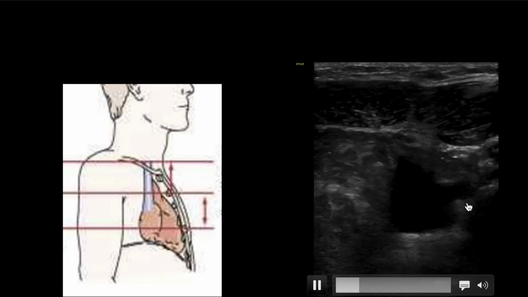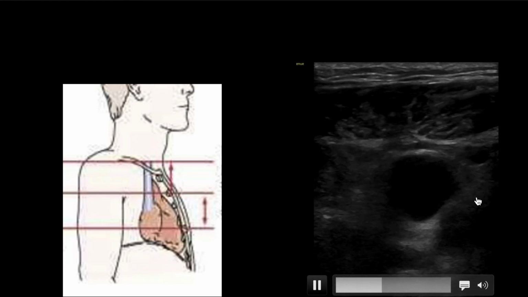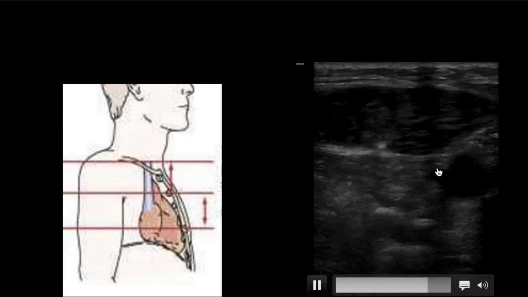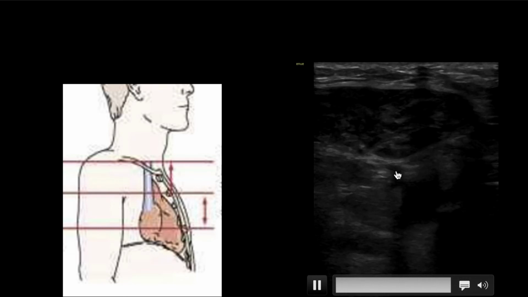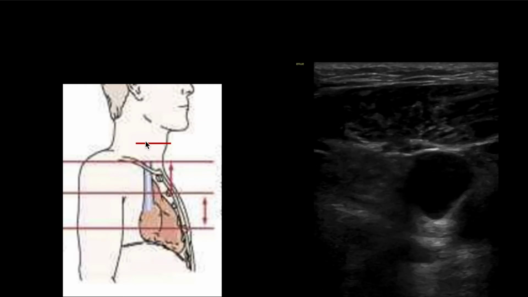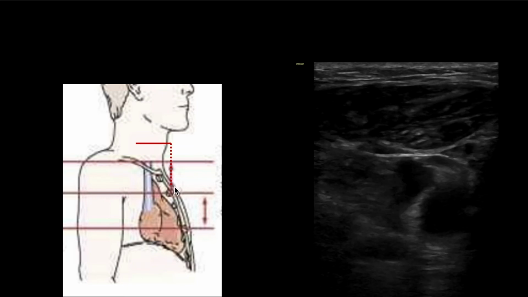So we start at the clavicle and slide up until we find the collapse point right here. And then we measure where we find that collapse point, which was about here. It was mid-neck. So here's his sternal angle.